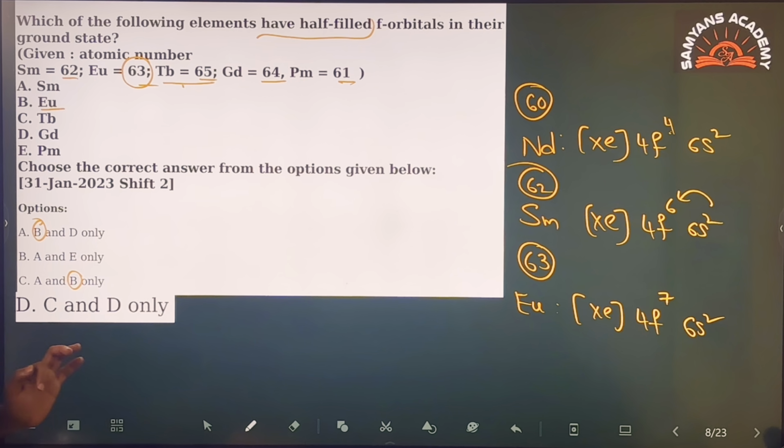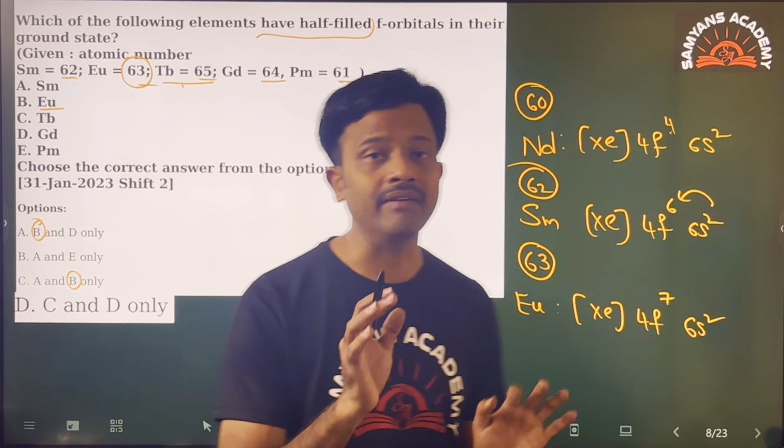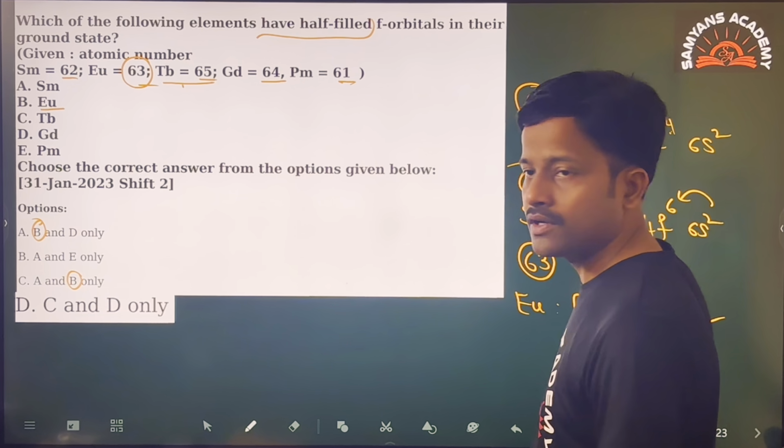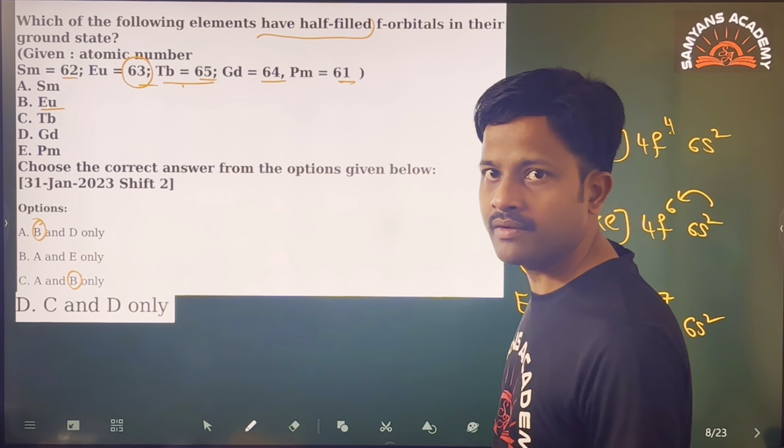63. 4f has how many orbitals? The f block has 7 orbitals, right? 7 orbitals means the half-filled configuration is 4f7. Is it clear, everyone? Right.